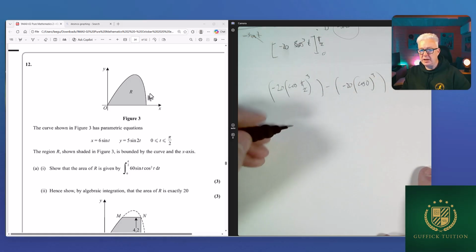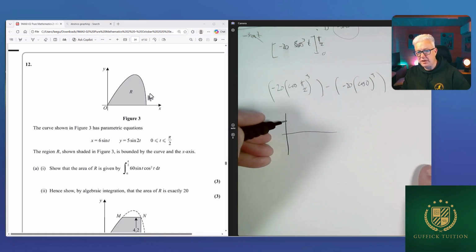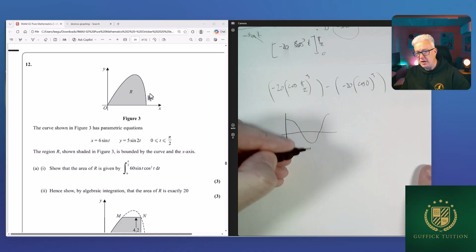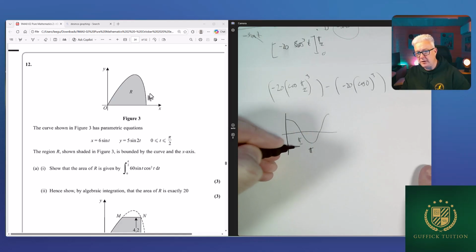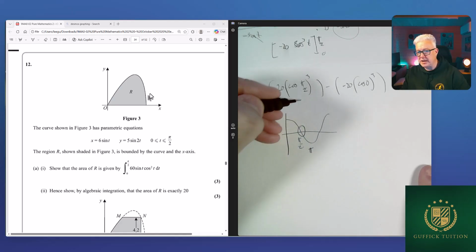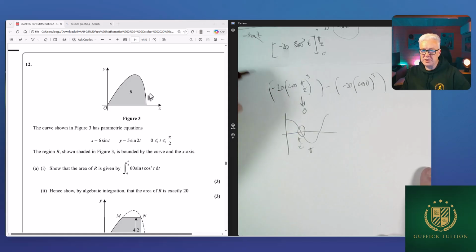And now let's think about the cos graph. Here's the cos graph. There's pi over 2. You can see that cos is 0 at pi over 2. So that's going to be minus 20 times 0.